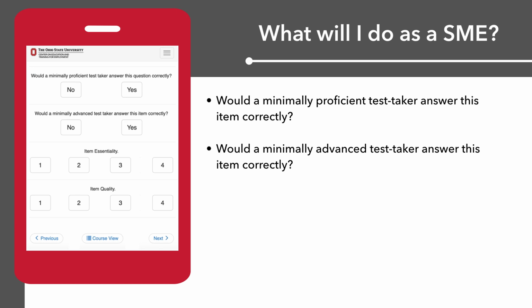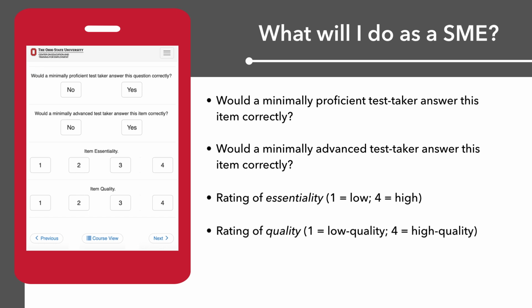You will also be asked about item essentiality, which is a measure of how well the item covers or connects to the essential content in the competency being tested. A rating of 1 is low, and a rating of 4 is high. Finally, you rate the quality of the item. A rating of 1 indicates low quality, and a rating of 4 indicates a high-quality test item.